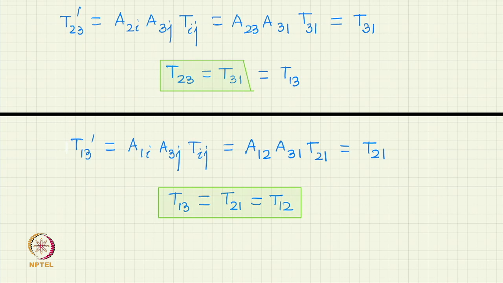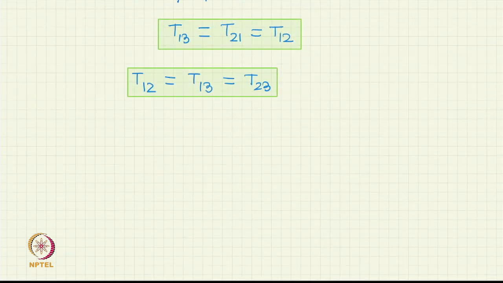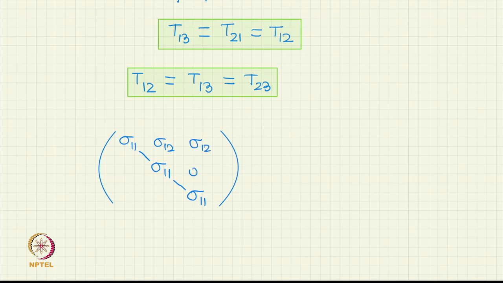So, you can see that using what we proved above, all the diagonal terms were equal. Now, we have shown that all the off diagonal terms are equal. T12 is equal to T13 and is equal to T23. So, the matrix takes the simple form: all the diagonal terms are equal. So, instead of writing 2 2 and 3 3, I am writing all of them as 1 1, and similarly all the off diagonal terms are equal. So, I am writing all of them as 1 2.